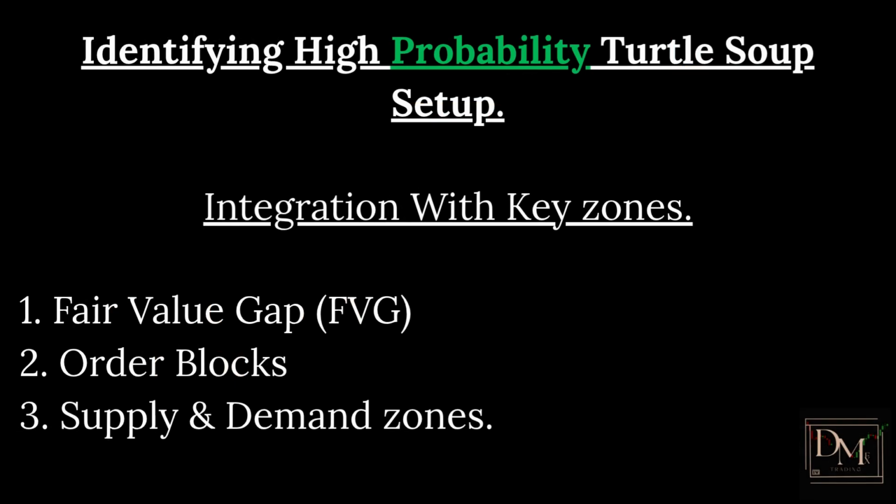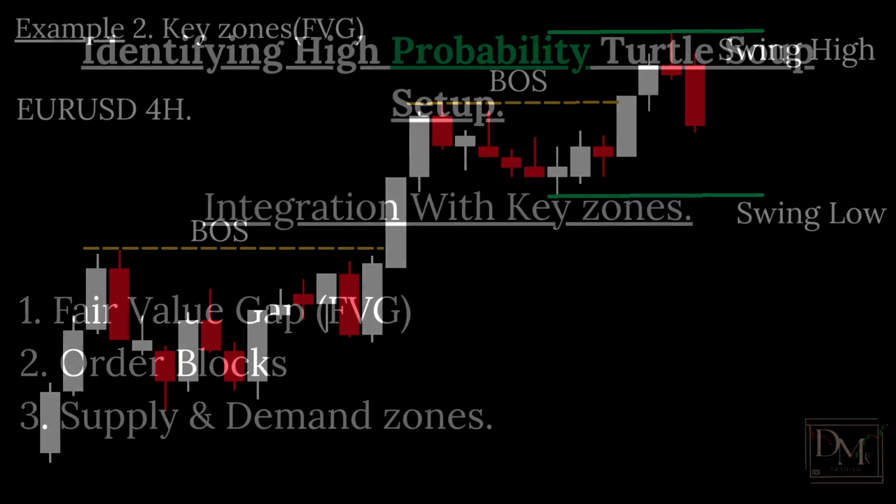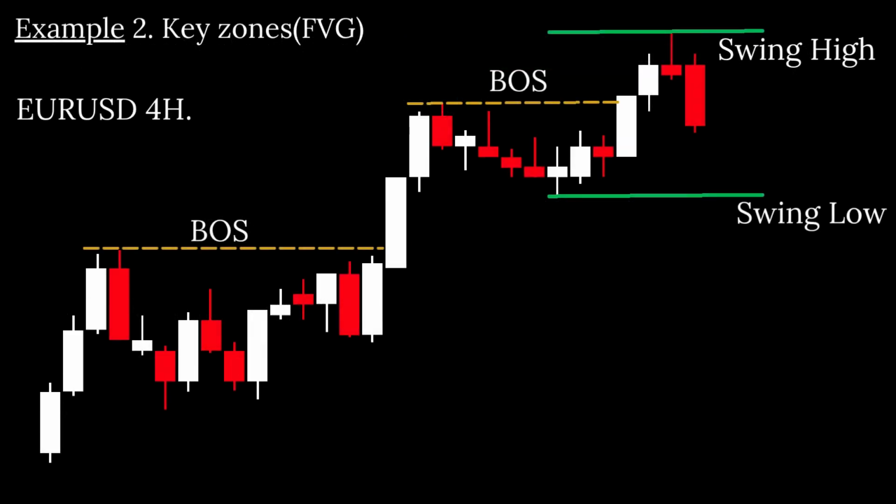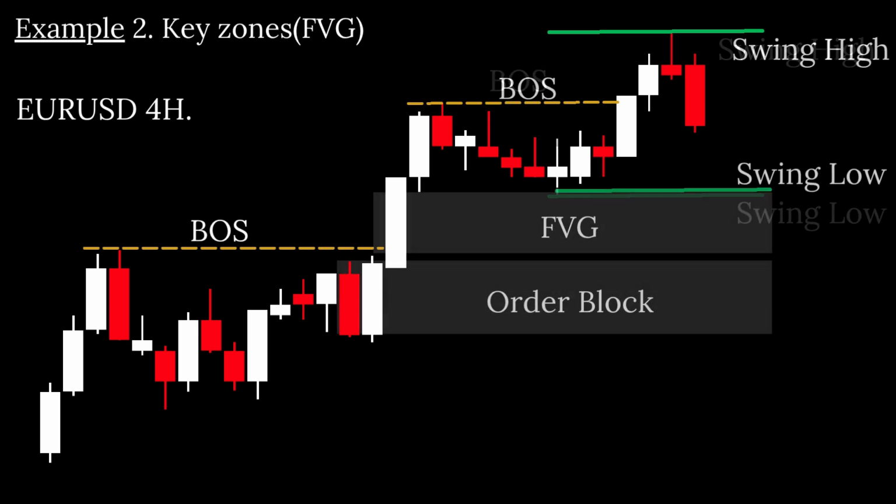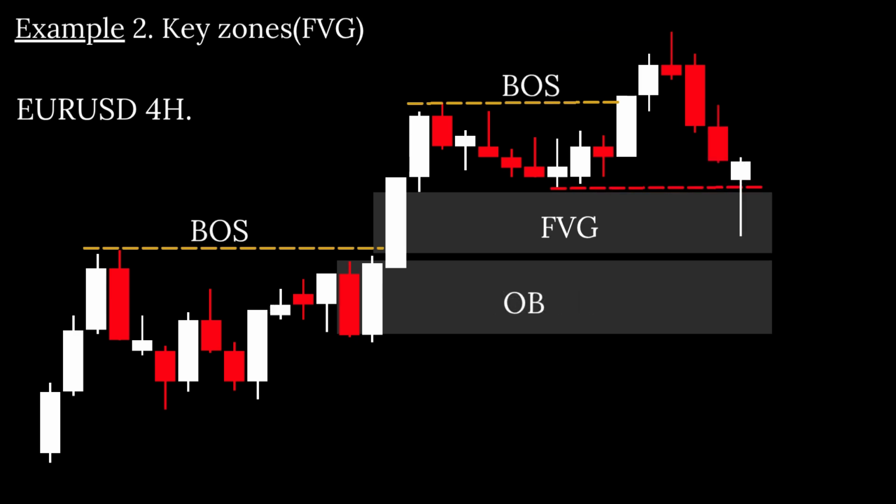Next, integration with key market zones such as fair value gaps, order blocks, and supply or demand zones, still using the same bullish EURUSD chart for our second example. After marking out our swing high and swing low, we identify and mark key zones near our range of interest. In this case, we spot a fair value gap just below the swing low and an order block directly beneath it. Price then breaks the swing low, sweeping all the stop losses placed beneath it, and in the process, mitigates the fair value gap. This confluence adds significant strength to the setup, and price immediately reverses back inside the range.